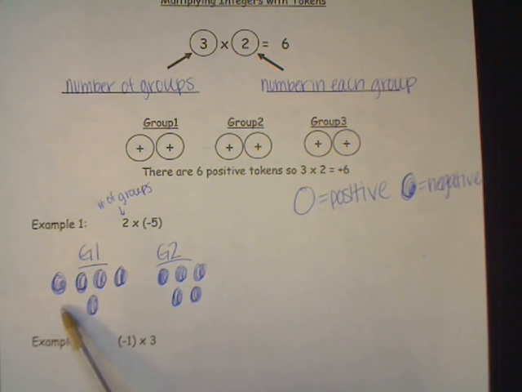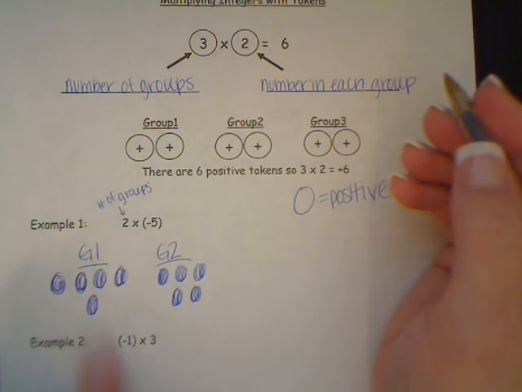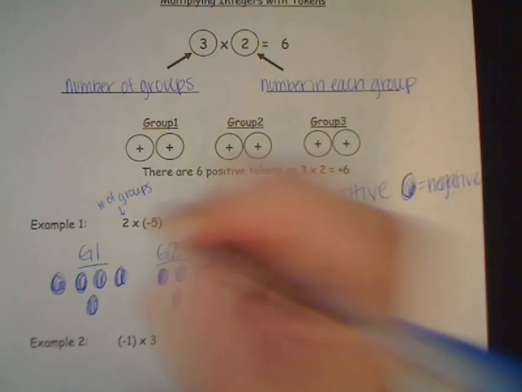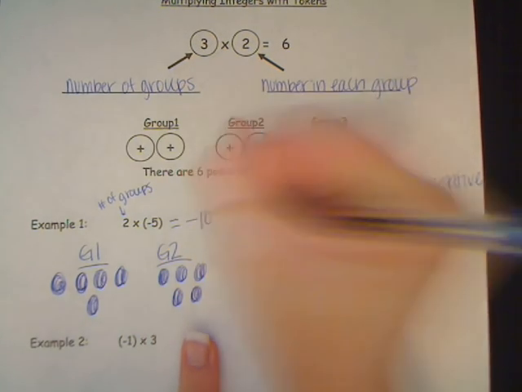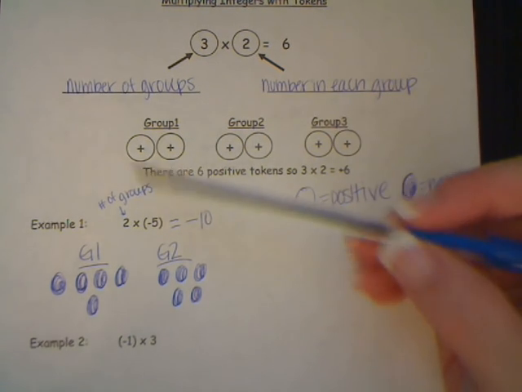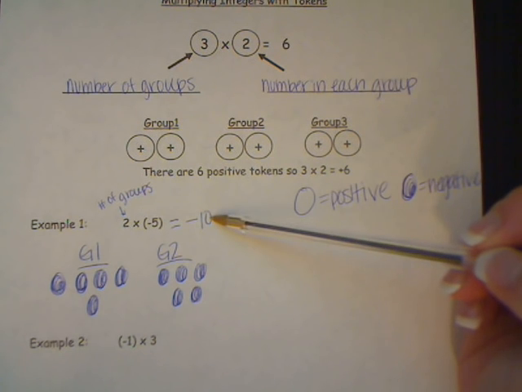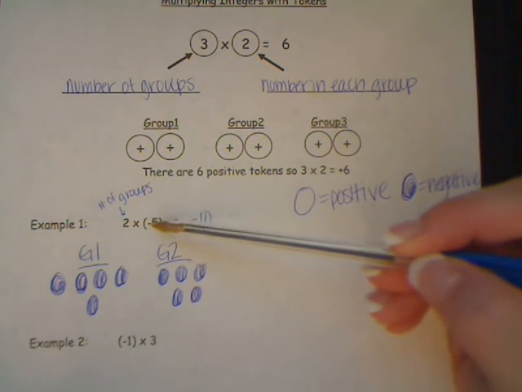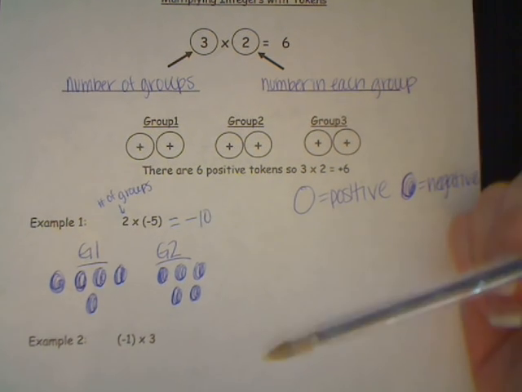Now I have to ask myself, how many tokens do I have in all? Well, I have 1, 2, 3, 4, 5, 6, 7, 8, 9, 10. I have 10 negative tokens. So positive 2 times negative 5 is negative 10. Let's check that with our rules that we learned earlier. 2 times 5 is 10. And a positive times a negative, well, they have different signs, so my answer is negative. We're good. We did it right.